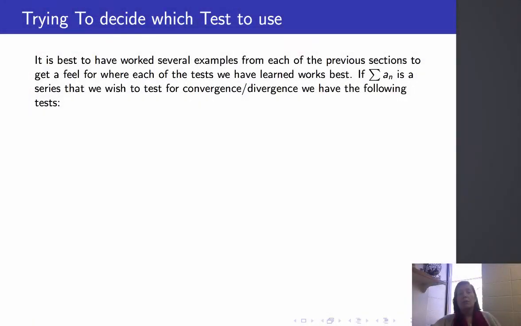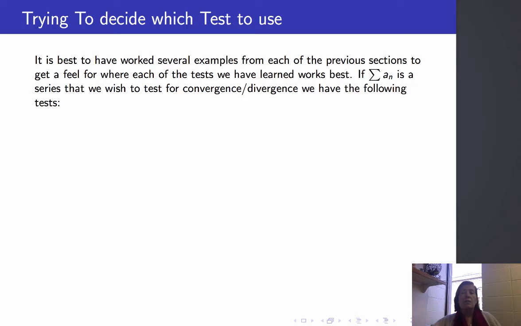Well, the big problem is, faced with a series, how do we decide which test to use? It's good to have worked through several examples from each of the sections on each series to get a feel for where the tests are best applied.